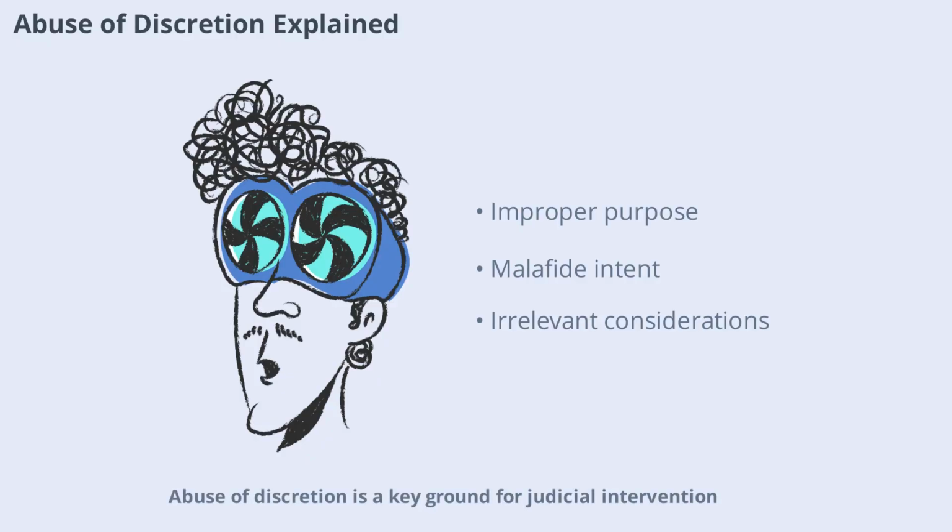Abuse of discretion is a key ground for judicial intervention. It happens when discretionary power is used for a purpose other than what it was intended for, or with dishonest motives. For example, if an authority uses its power to benefit a private interest instead of the public, courts can quash such actions. Similarly, decisions based on irrelevant or mixed considerations or those made unreasonably are also subject to judicial correction.